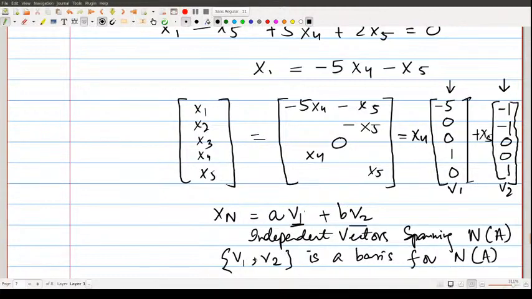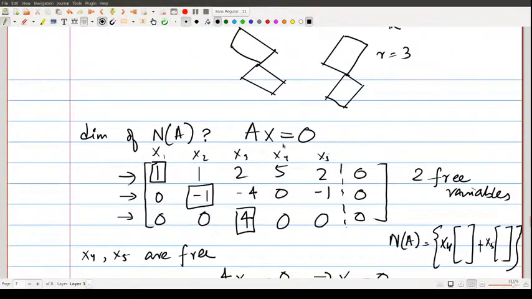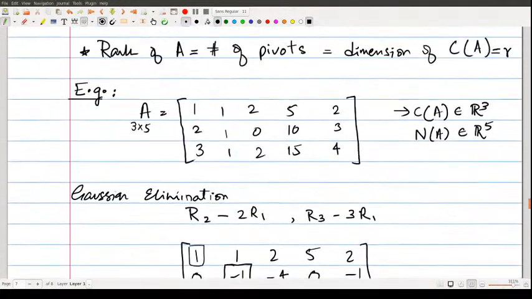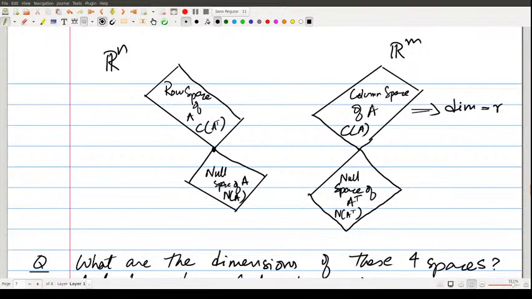It has two vectors, and the reason it has two vectors was that there were two free variables. So there were r independent vectors, and two free variables, so this became n minus r. Okay, so this was r equals 2. So the dimension of the null space, let's just go back to my original picture: if the dimension of the column space of A is r, the dimension of the null space of A is n minus r.